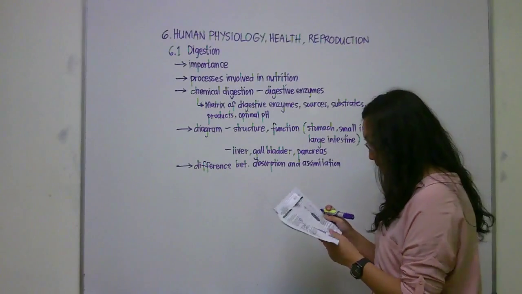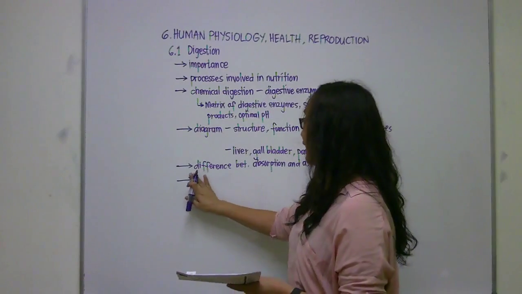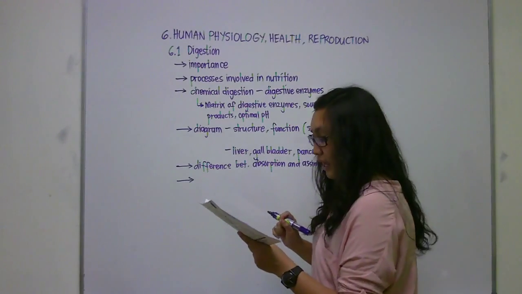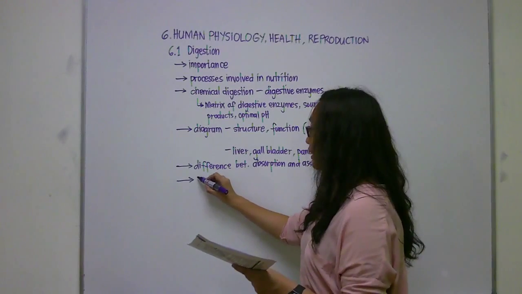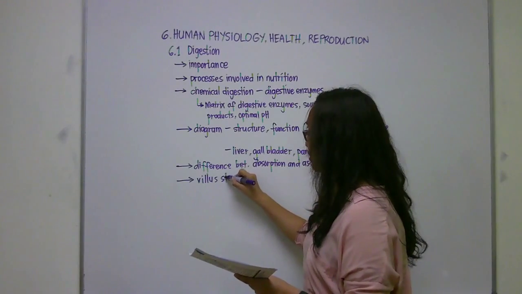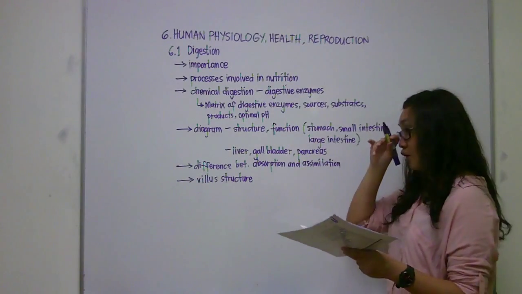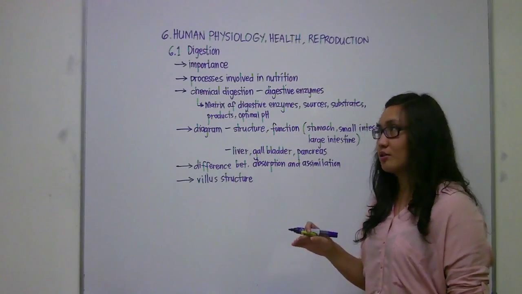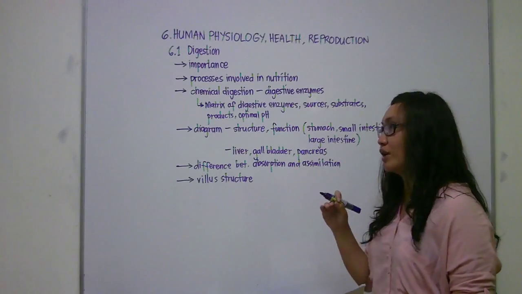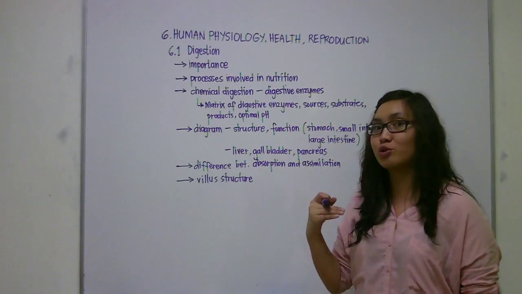Last but not least, having explained the importance of the small intestines, we should be able to explain the villus structure. Inside the inner lining of the small intestines, there are villi. These are small projections present inside the lining of the small intestine, which increase the surface area for an efficient absorption of nutrients.